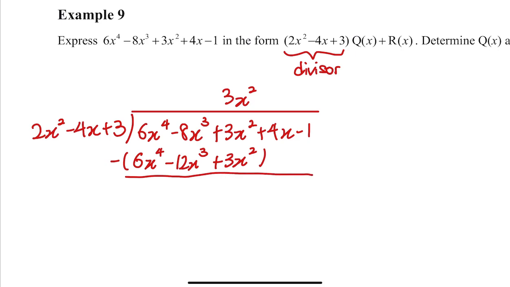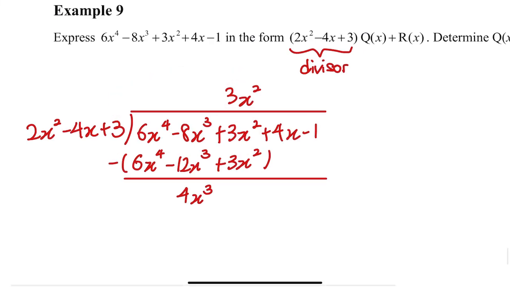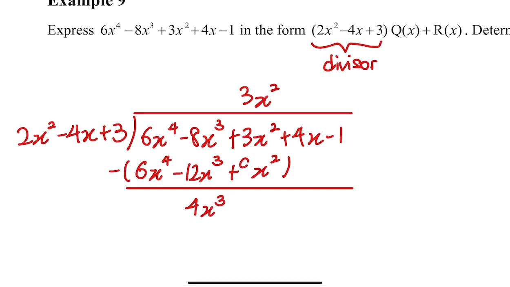What am I left with? Negative 8x^3 minus negative 12x^3 gives 4x^3. Then 3x^2 minus 3x^2, left with nothing? Let me check again. Sorry, careless mistake. This should be 3x^2 times 3, which is 9x^2. So 3x^2 minus 9x^2 gives minus 6x^2. Then we can bring down the remaining terms.